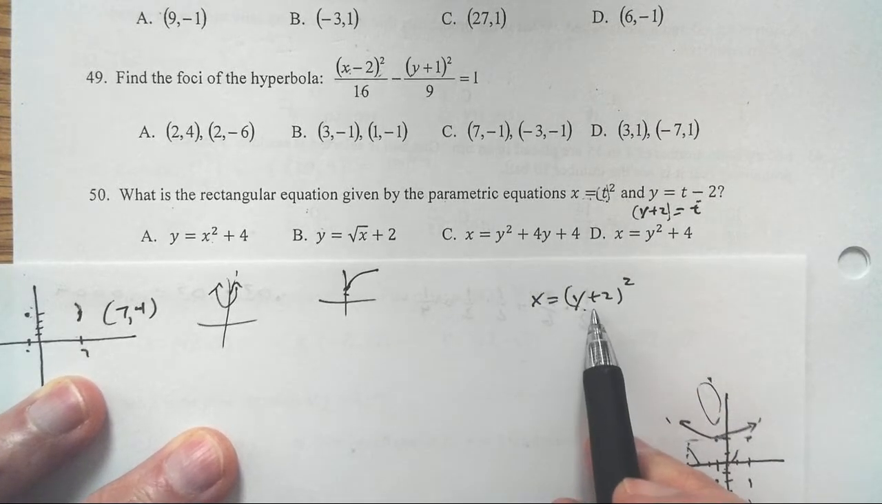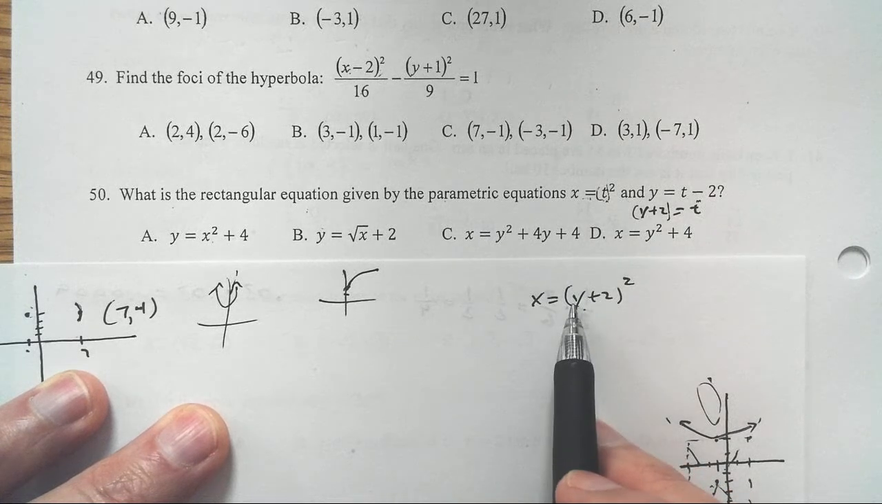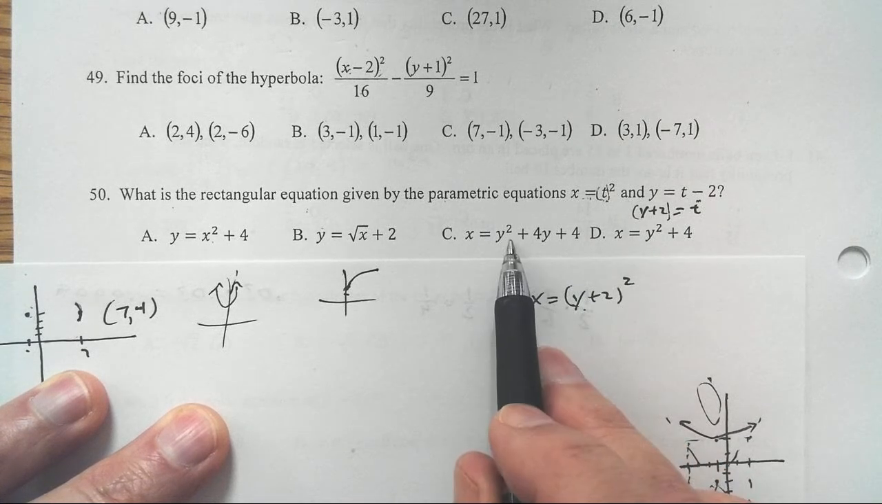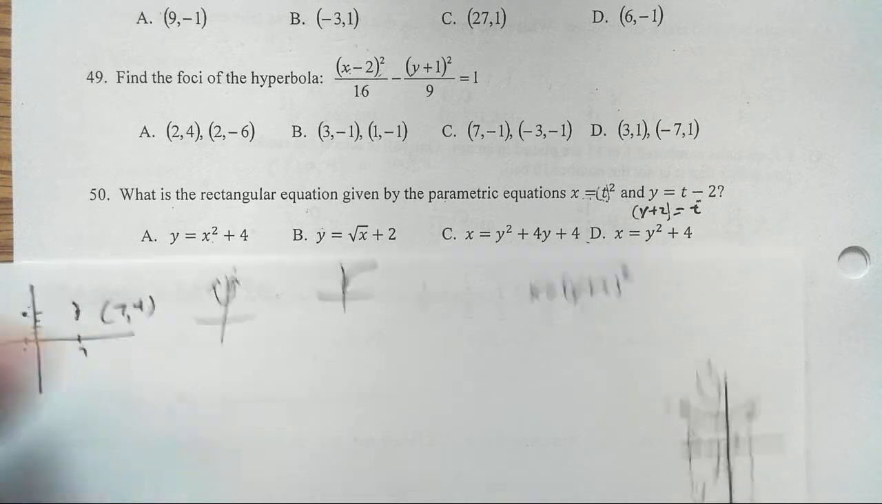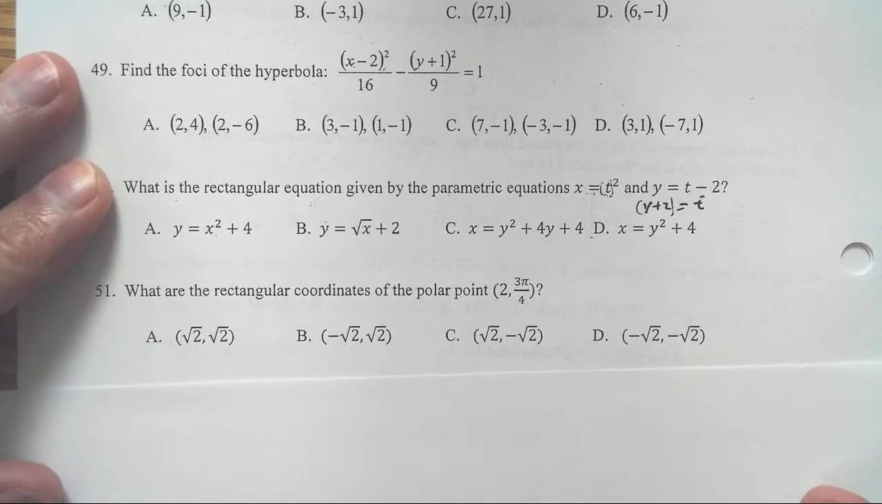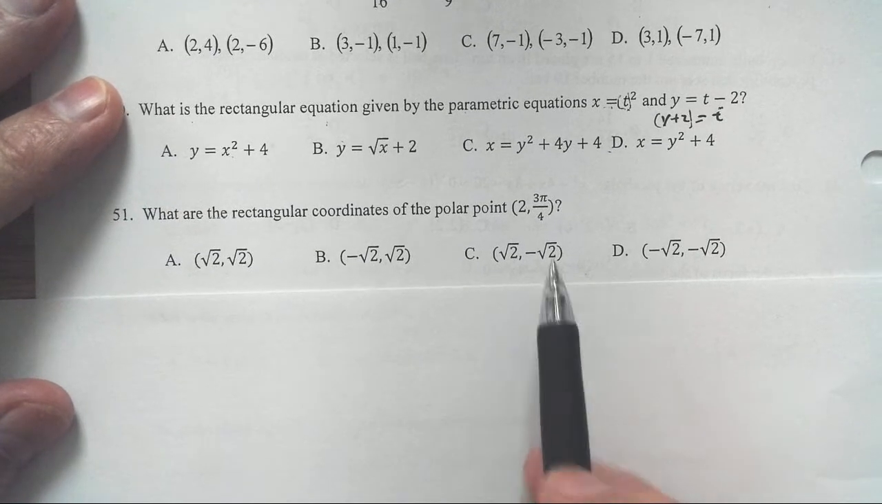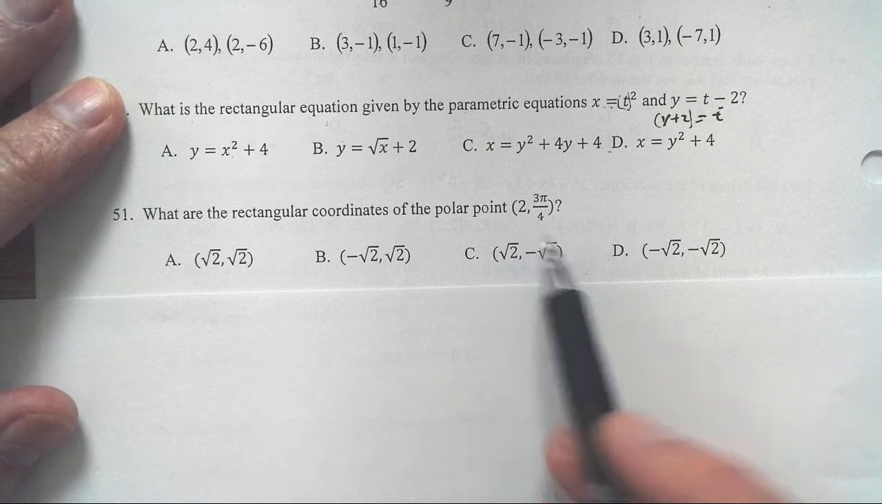But this is our graph right here. Let's see. Looks like it's going to be this one. Yep, if we FOIL this out, we clearly, I'd like to say, get C. All right, need another piece of scratch paper here. Now, what are the rectangular coordinates for this point right here?